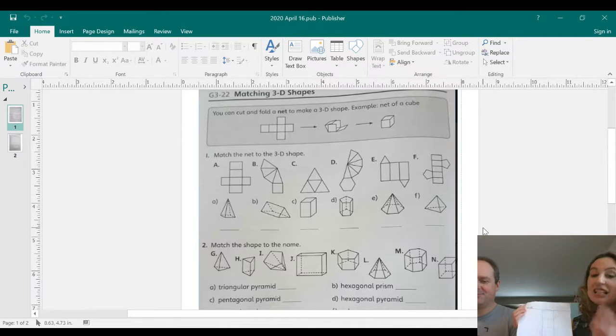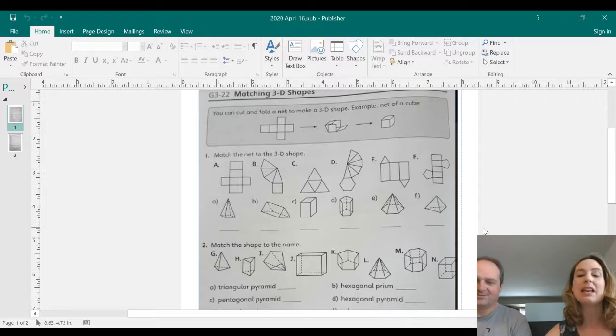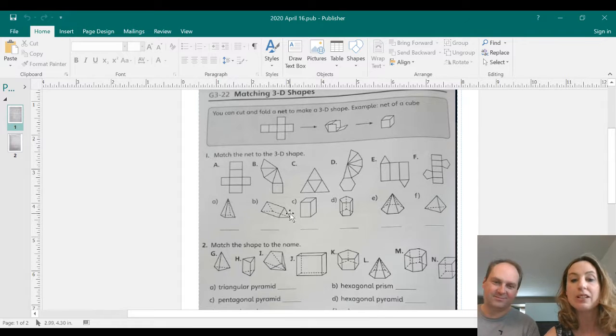Perfect. That's exactly it. Two bases and rectangular faces. Awesome. Okay, so if we were to look at this part of your pages, I'm going to look at B. I'm going to say, okay, there's triangles and one square that's different. So I know that that's my base, and these triangles make it a pyramid. So then I would say, oh, I know that this is B. So then I'd write the capital letter B here.